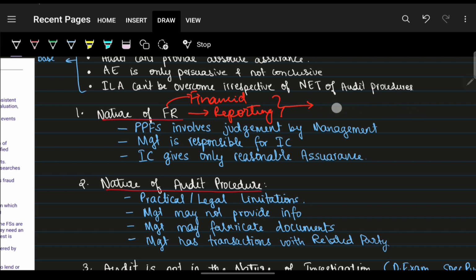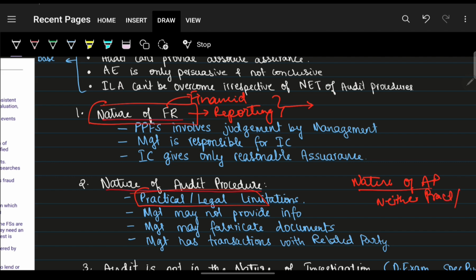Okay, so that is one of the inherent limitations of an audit. Okay, next, nature of audit procedures. As soon as you say nature of audit procedures, these two words should immediately click: practical and legal. You should say it is neither practical nor legal.